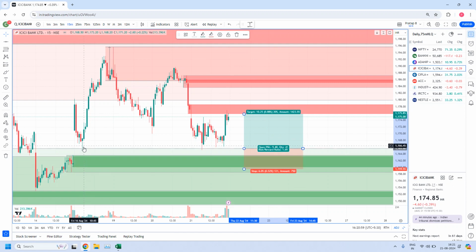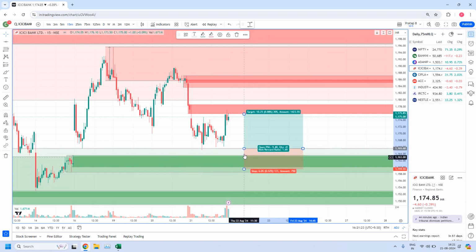Why the low of this candle? Because this is your previous swing low, and below it you have institutional pending orders from this pro gap area, because here we have a pro gap. We have unfilled orders below this low. So that is the reason why we have taken the low as a reference for taking the entry.